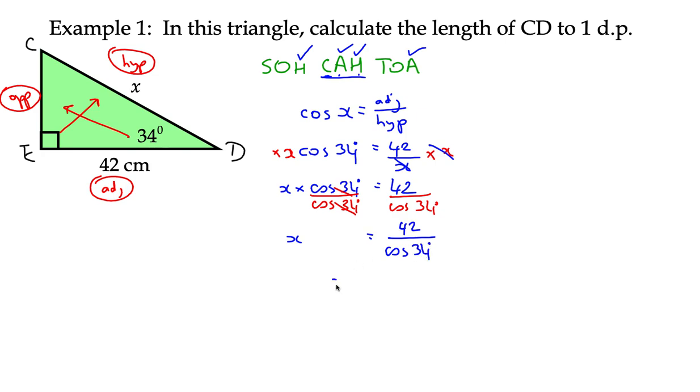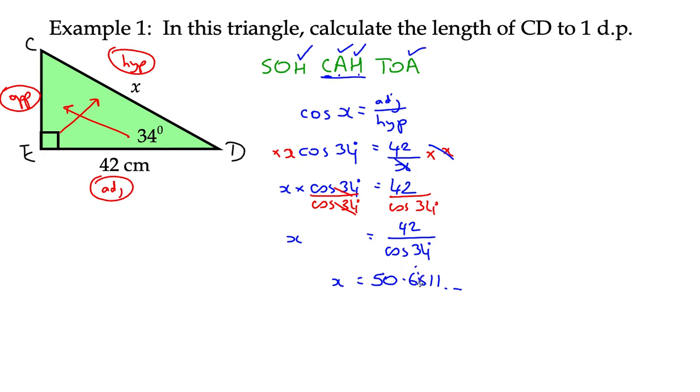And that's just a matter of then taking your calculator and working that out, or your phone, or whatever you're using. 42 divided by the cos of 34 is 50.6611 and so on.